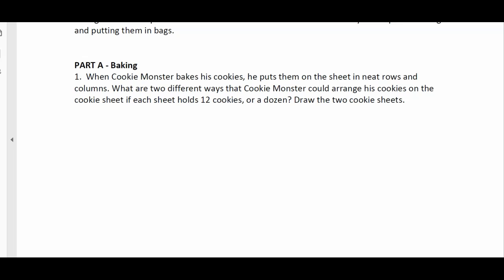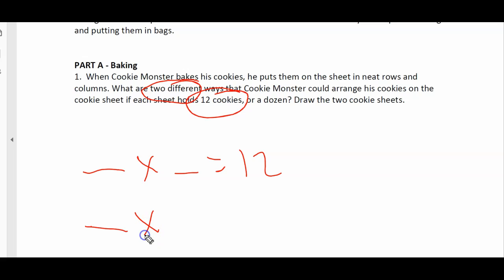Okay, so if I have rows and columns, or what is that called again? An array. Okay, what operation am I going to use to find how many I have all together? Addition, subtraction, multiplication, or division? Multiplication. So I have something times something equals, well, how many cookies does he have? 12. And it says how many ways I need to find? 2. Well, what 2 numbers equal 12?